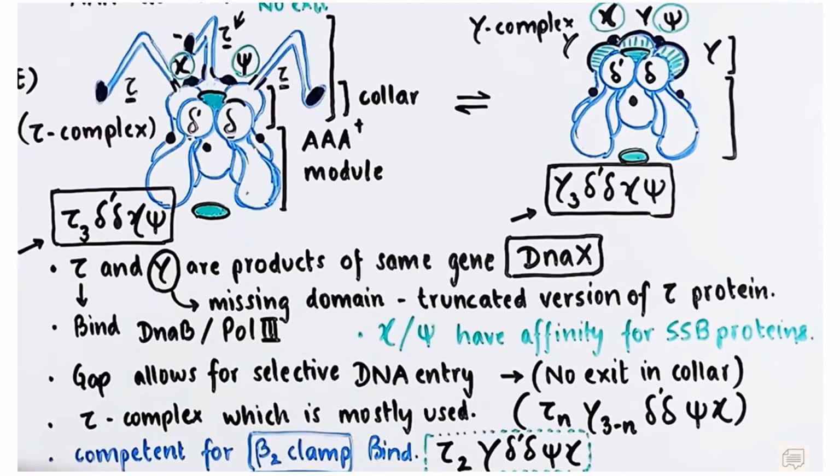Another thing to notice in this structure is that there is a gap. That green color is the gap that actually allows things to enter into the DNA, into the structure, and this is the general structure of the tau complex clamp loader.